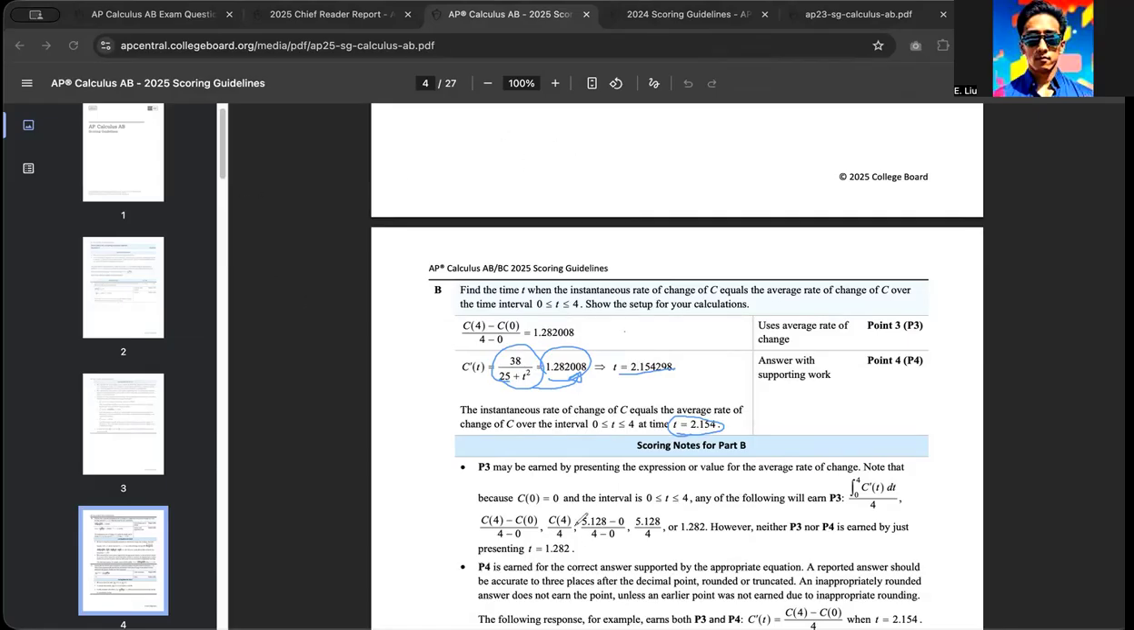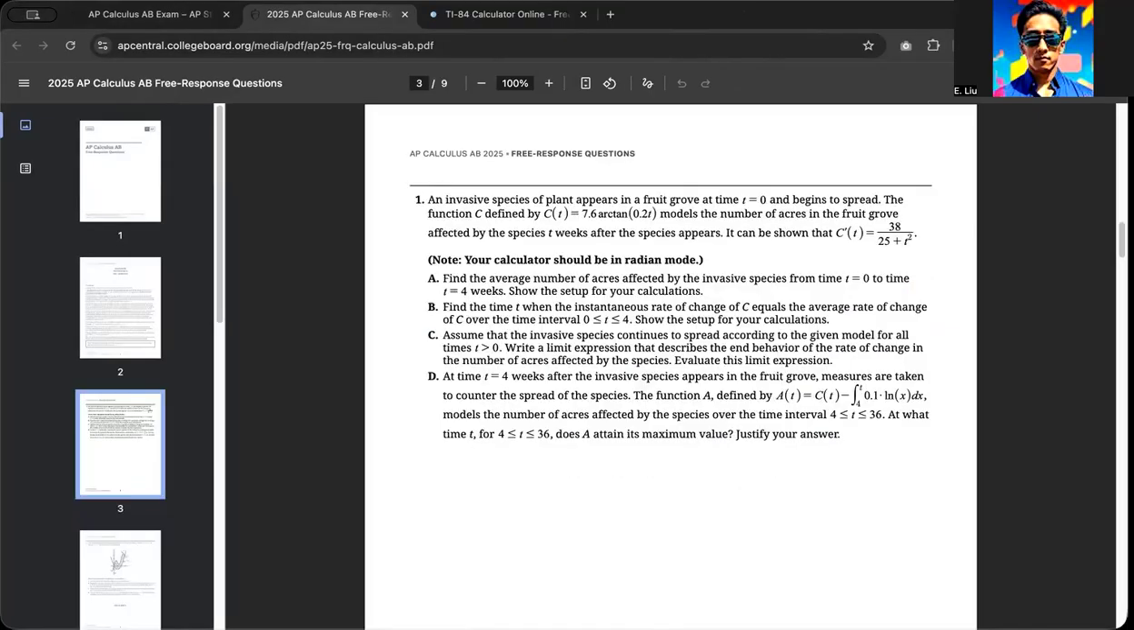Back to our problem. Assume that the invasive species continues to spread according to the given model for all times t greater than 0. Write a limit expression that describes the end behavior of the rate of change in the number of acres affected by the species. Evaluate this limit expression. Oh, did I not share the right one? Here we go. That is part C.